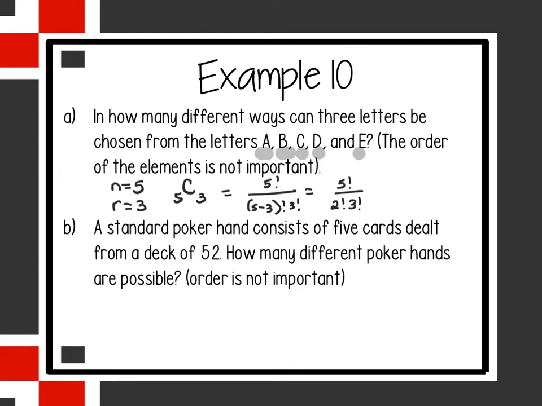Can you plug it in? Yeah, you could do it in the calculator like that, or you could do the CNR on your calculator because that's also there. But more probably with numbers like this, you wouldn't have it. So this would be 5 times 4 times 3 factorial over 3 factorial times 2 times 1. These are going to cancel. 2 goes into 4 twice, and this is 10.